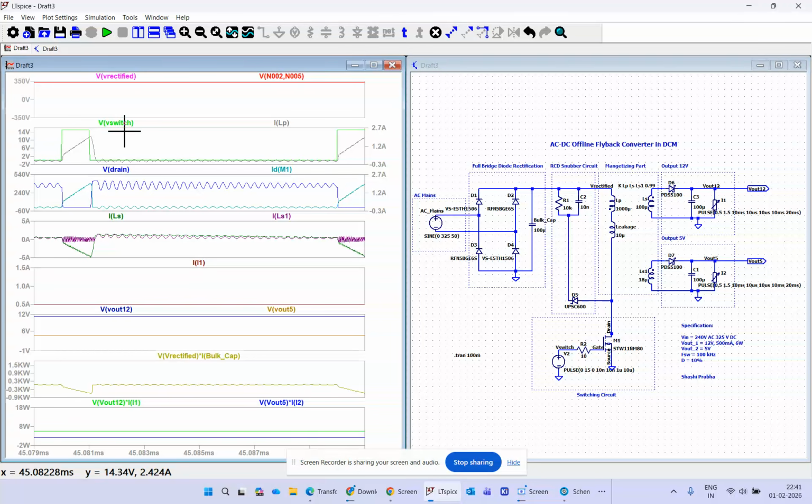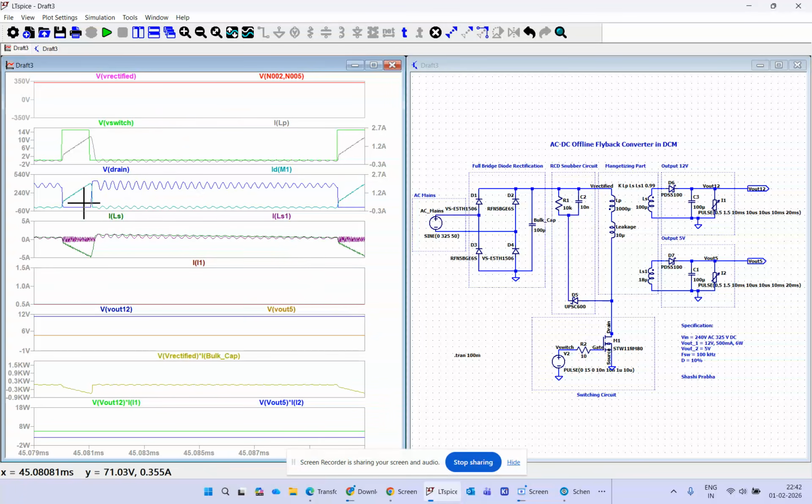If you see, the switch is going from 0 to 15 volt, and this is the current through the primary inductance. When the switch is on, current is linearly rising, and when the switch is getting off, it is coming back to zero. And the opposite is happening in the secondary current. When the switch is on, it's at zero, and when the switch is off, it's increasing.